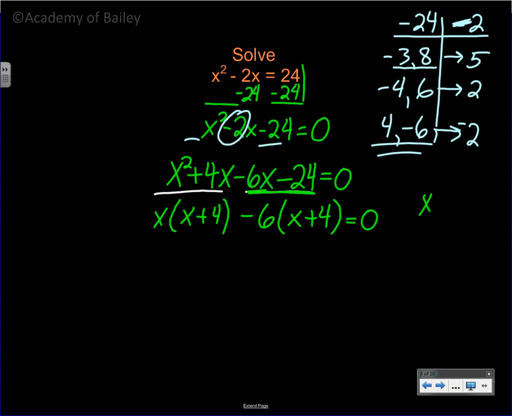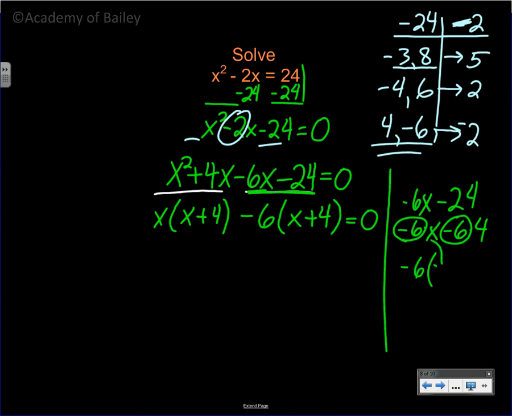Real quick, negative 6x minus 24. I knew that this was negative 6 times x, and this was negative 6 times 4. Remember, use as large of a number as possible. So that's why negative 6 is outside. You have x and positive 4 left inside.